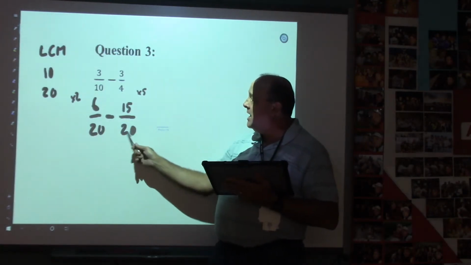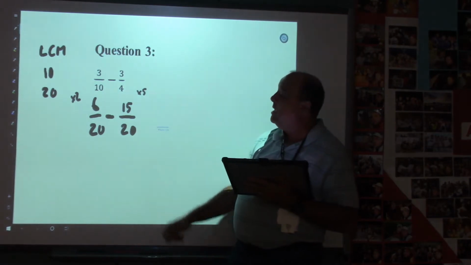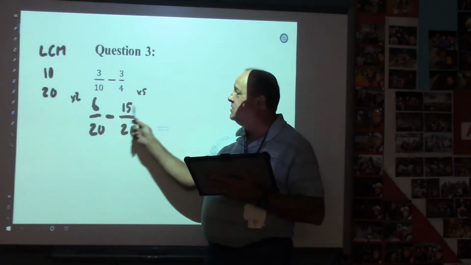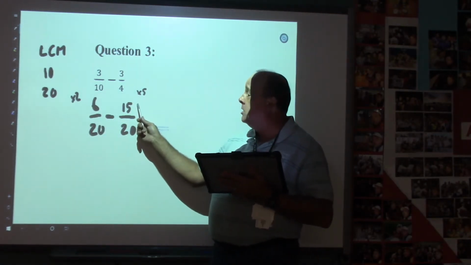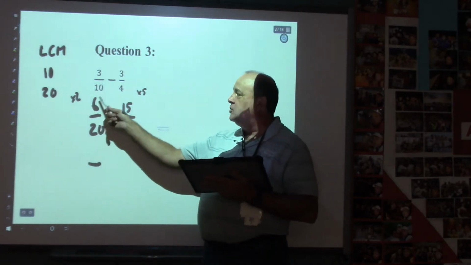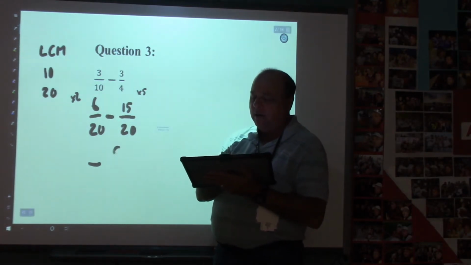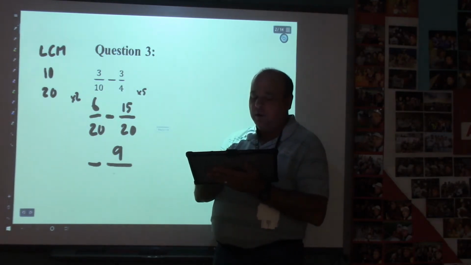Now that each cake has 20 pieces in it, this cake has 6 and this cake has 15. Now then, what do you have more of, the 6s or the 15s? You got more 15s, don't you? Which is negative. So I'm going to put down a negative and take the small one away from the big one. So 6 away from 15 is 9, and my denominator will stay 20.